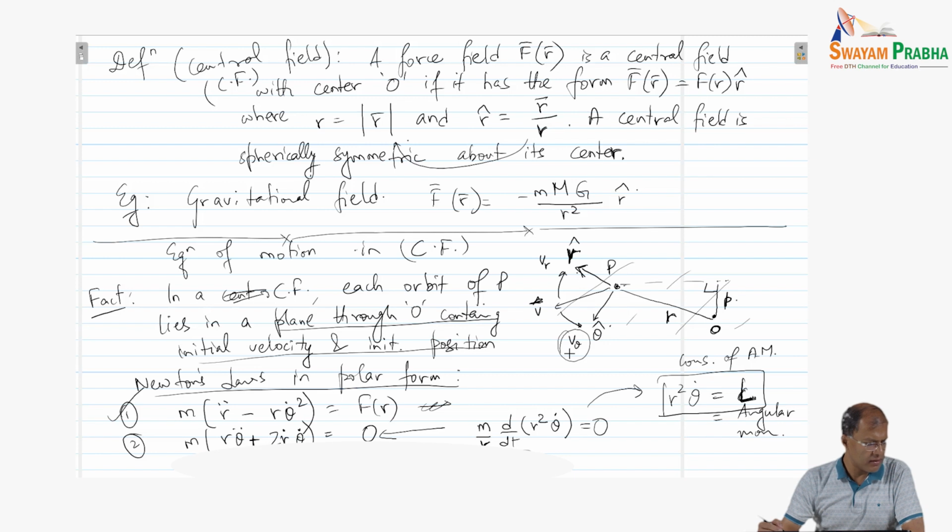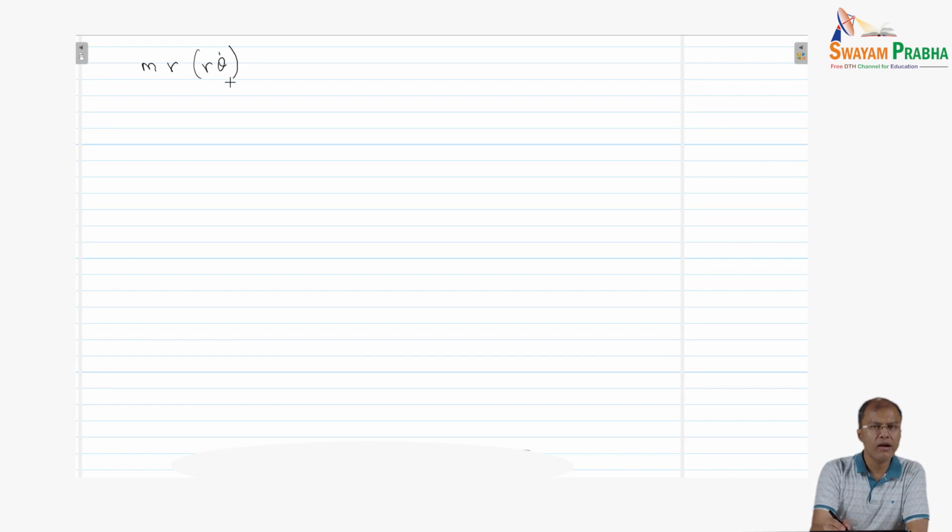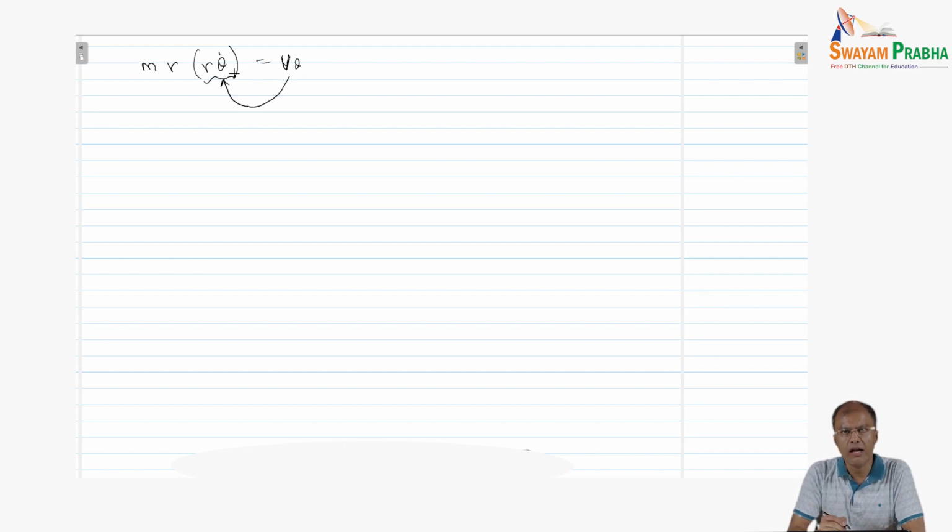So v theta is nothing but m r square theta dot, or m r square omega. So m r square omega is v theta. That is fundamentally how the tangential component is. v theta is this quantity in the bracket, r theta dot, r omega. So what we have got is that this quantity is equal to m times r, right?